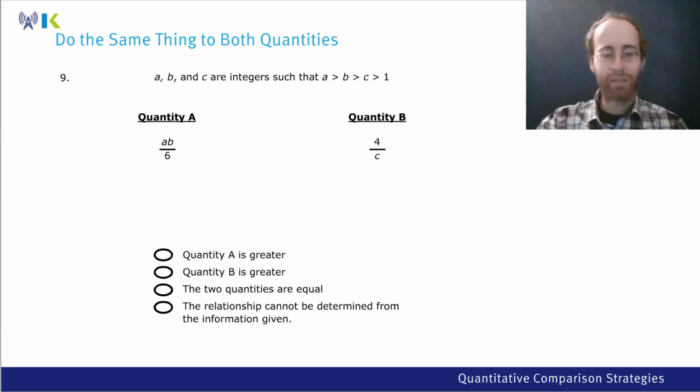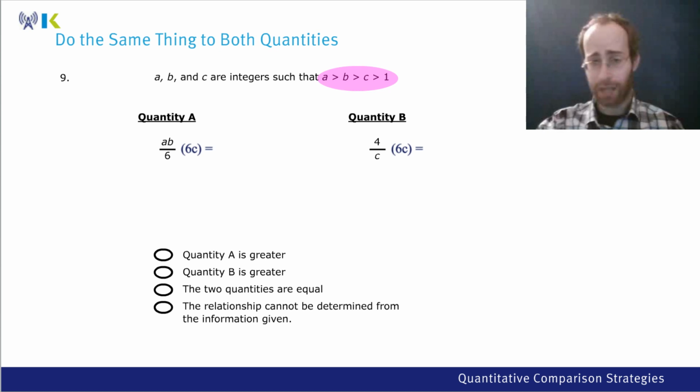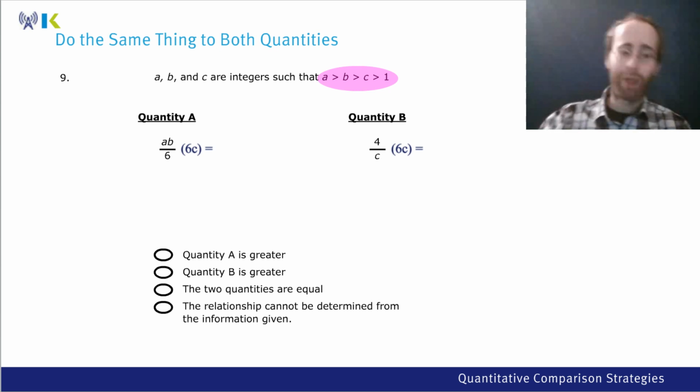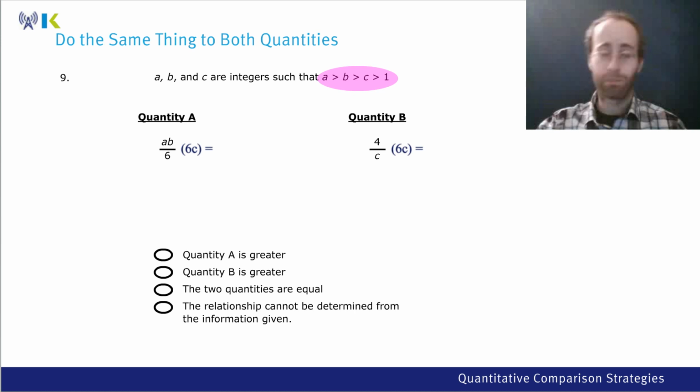Yes, we know that A is bigger than B, which is bigger than C, which is bigger than 1. So these are all positive numbers. So yes, I'm allowed to multiply both quantities by 6 and by C. In quantity A, when I multiply by 6, the 6's cancel. And when I multiply by C, it gets tacked on. So I have A times B times C.